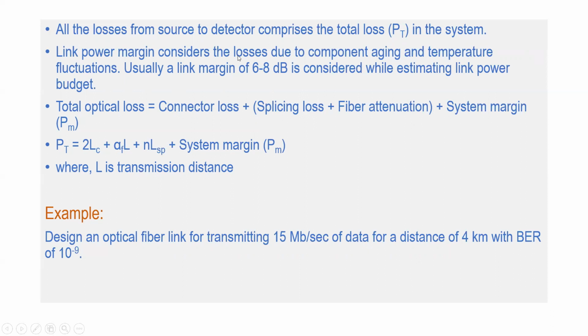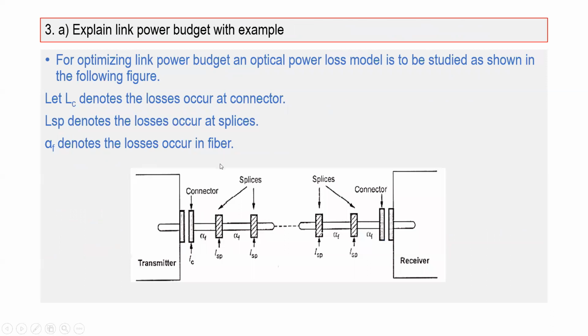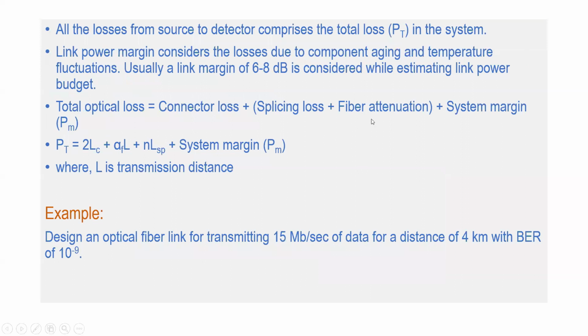Link power margin considers the losses due to component aging and temperature fluctuations. In this system, there will be variations in the temperature. Due to temperature variations, there will be some more losses. And after some years of laying this fiber, there is an extra factor known as aging, due to which components may get damaged or wear and tear may occur in the system as time progresses. So in these two cases, due to temperature and aging, let us assume that there is a loss of 6 to 8 dB, known as link margin or system margin. Usually a link margin of 6 to 8 dB is considered while estimating link power budget.